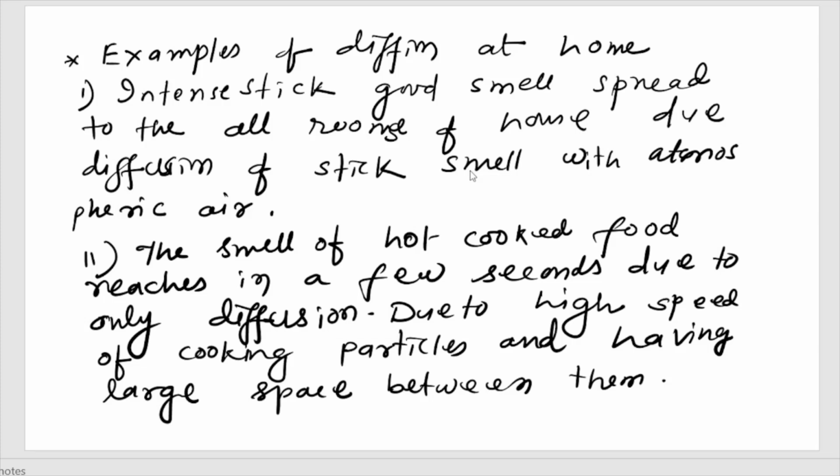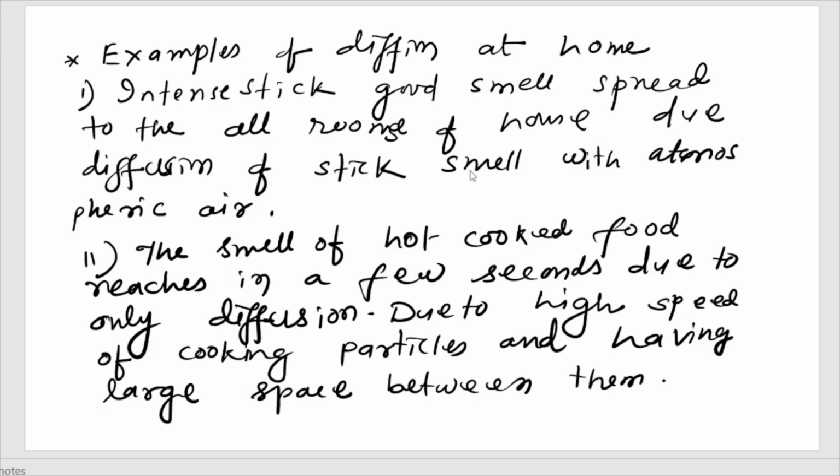Example of diffusion at home. At home also you can feel how diffusion takes place. Incense stick, आप जानते हैं, अगरबत्ती, वो 4 तरह का फैलता है due to only diffusion with atmospheric air. Smell of hot cooked food, नॉन वेज बना हुआ है, कुछ अच्छा सब्जी बना हुआ है, अच्छा स्वीट डिश बना हुआ है, आप स्मेल में जान सकते हैं। क्यों?